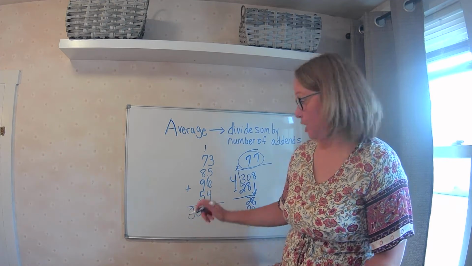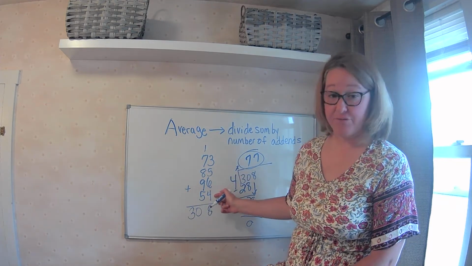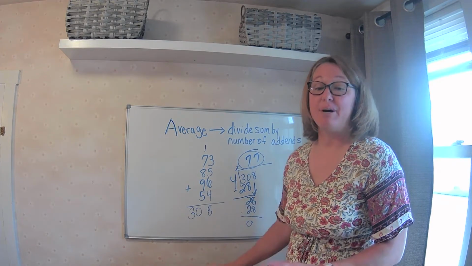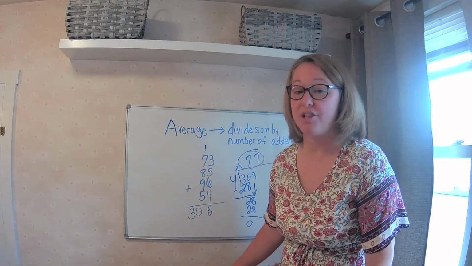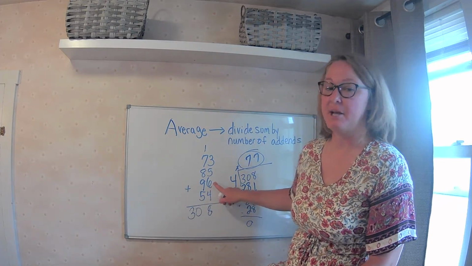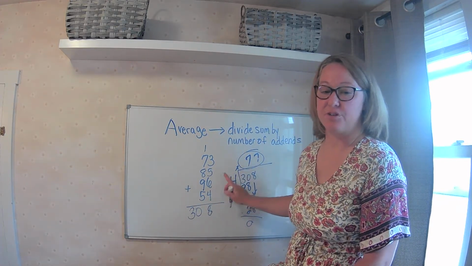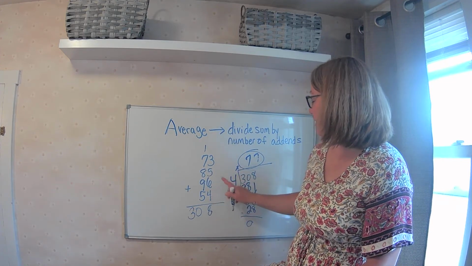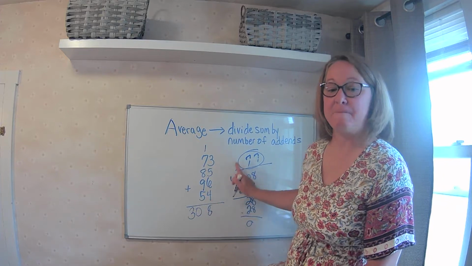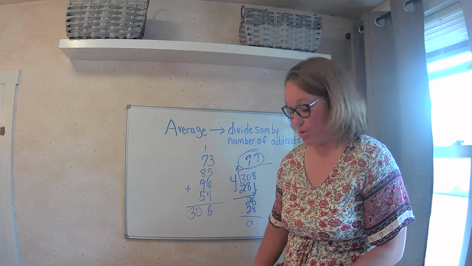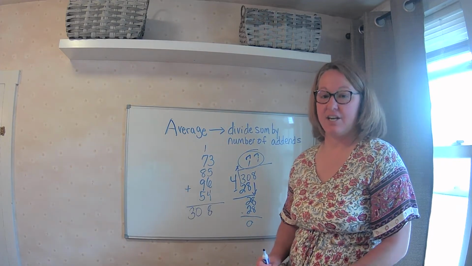smaller number. Our smallest number of addends was 54. Okay, so 77 is larger than the smallest, but it has to be smaller than the largest. Well, our largest was 96, and 77 is smaller. So it's larger than the smallest and smaller than the largest. And that's just a good way to help you know if your averaging is done correctly.